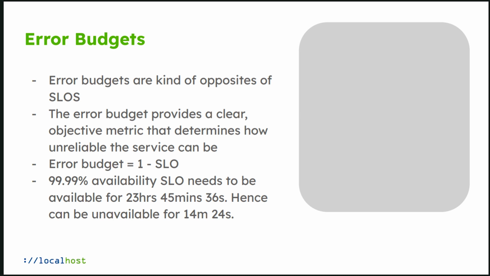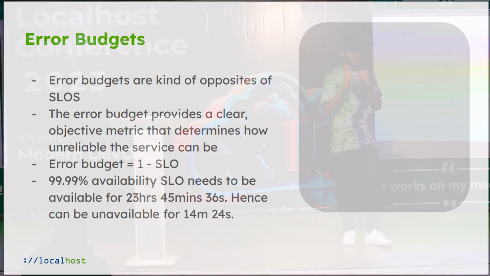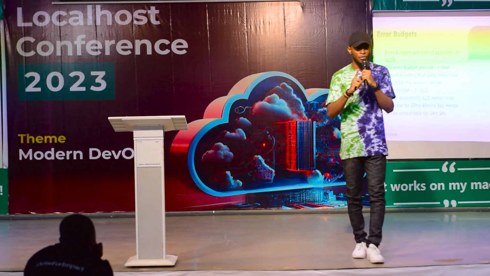99.99% availability means in a single day, you are allowed to have only 14 minutes of errors on your system. So out of 24 hours, you are allowed to have 14 minutes of errors in your system.